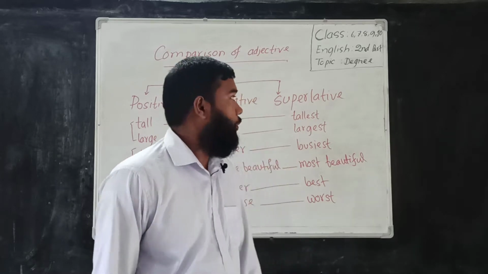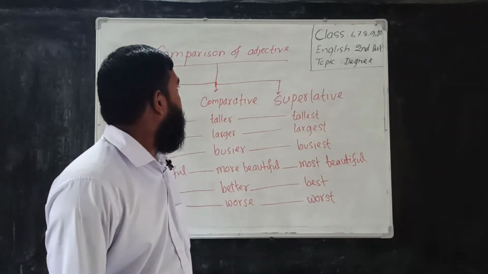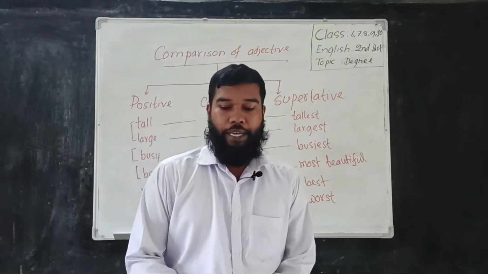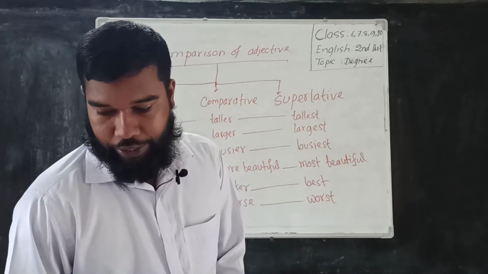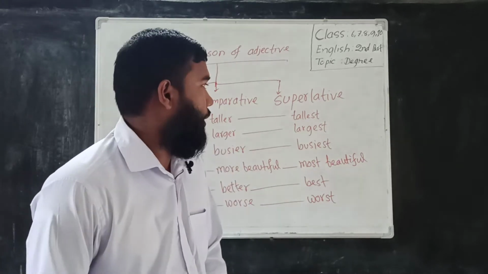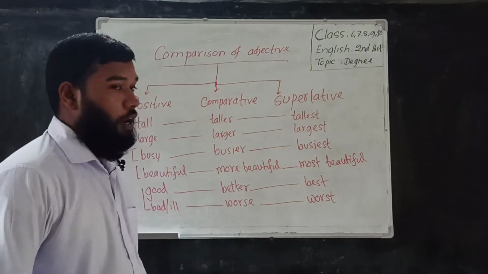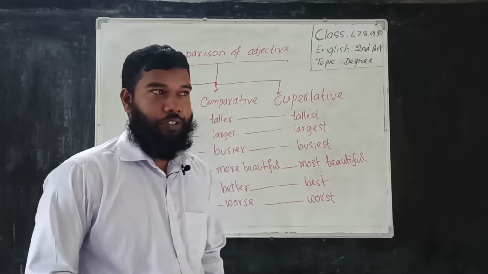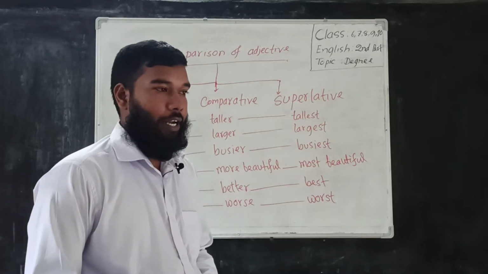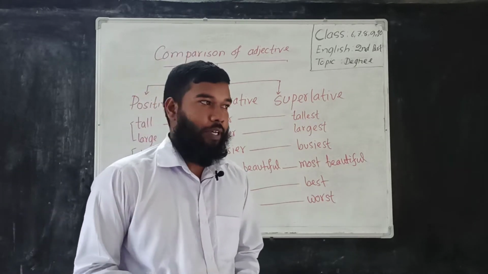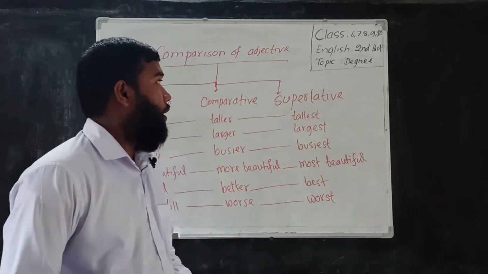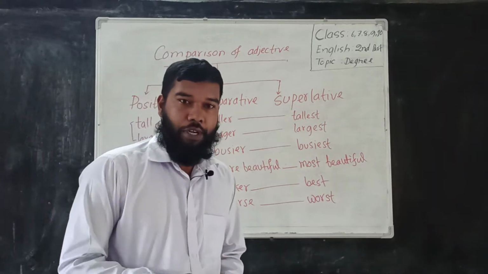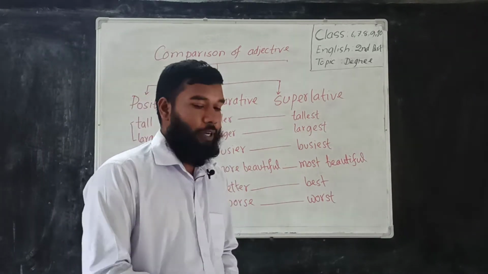Today I am here to teach you degree. The name of degree is comparison of adjective. Okay, dear students, let's get started with this class. I hope that after watching this video, you will be completely able to change positive, comparative and superlative degree and vice versa. Okay, dear students, I will go on the board. Comparison of degree. Degree is of three types: positive, comparative and superlative.